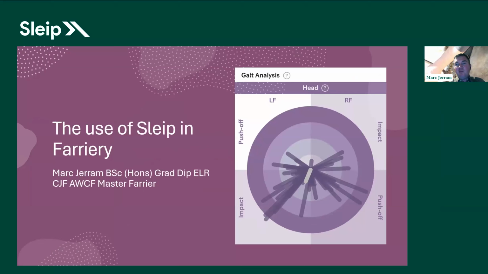So in terms of using Sleip and artificial intelligence to monitor the horse, you may think to yourself, well, what sort of effects would a farrier have on the upper body? Well, it has a big effect really on the upper body movements, and how we can influence that and how we can monitor that over time.